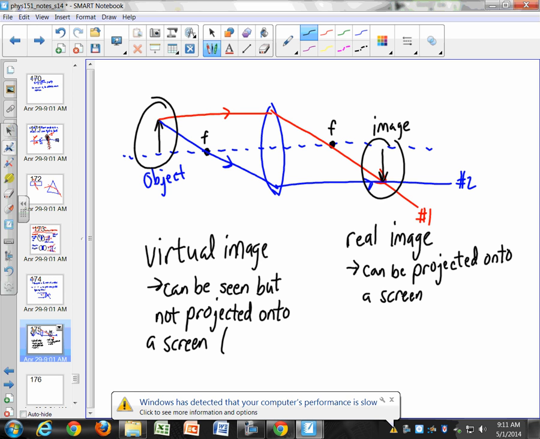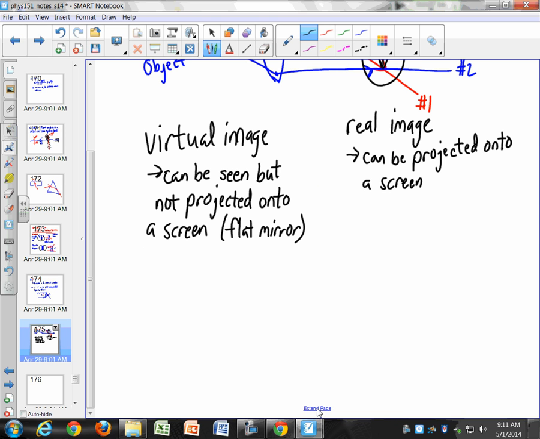For example, the type of image produced by a flat mirror is a virtual image. And so most of the images that we see are virtual images. You can see it, right? You can see the image in a flat mirror, but you can't project it onto a screen. What you see in the mirror, you can never project onto a screen. However, a real image can be projected onto a screen.